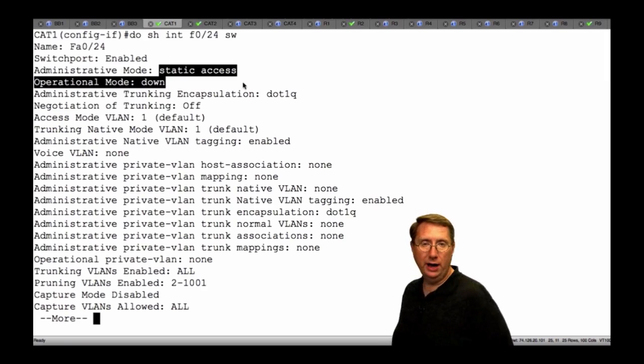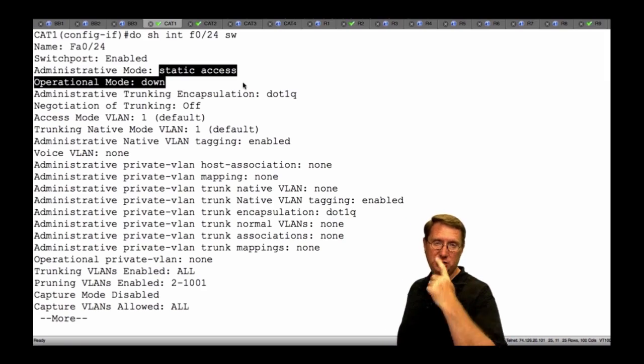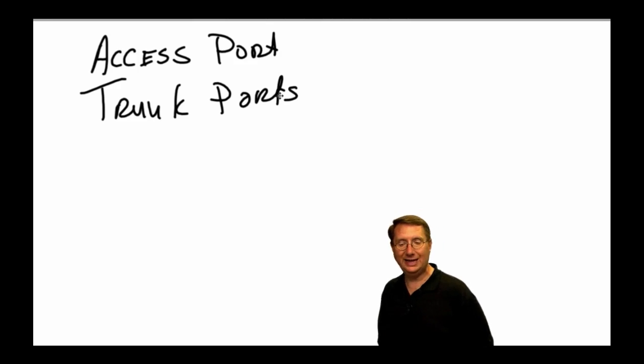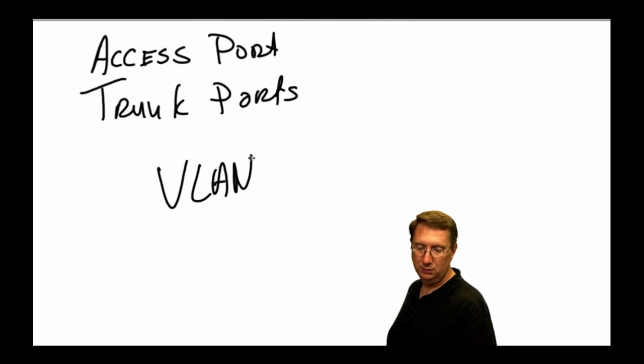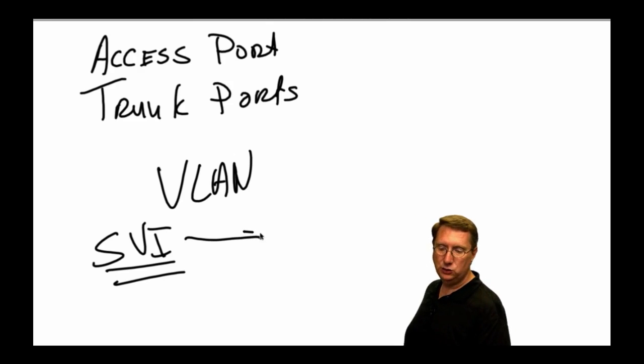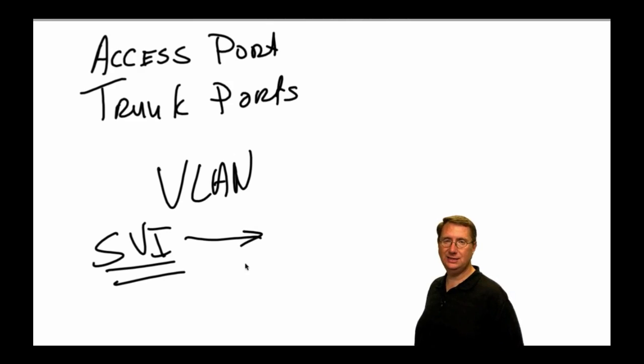So, that's pretty much the concept of trunks in a nutshell. But what we need to recognize here is that it really boils down to just a few things. When it comes to our port modes, we have access ports, we have trunk ports, and we have VLANs. Now we also have this concept of an SVI, a switched virtual interface. And a switched virtual interface is very important to us because it gives us a way to test these links.